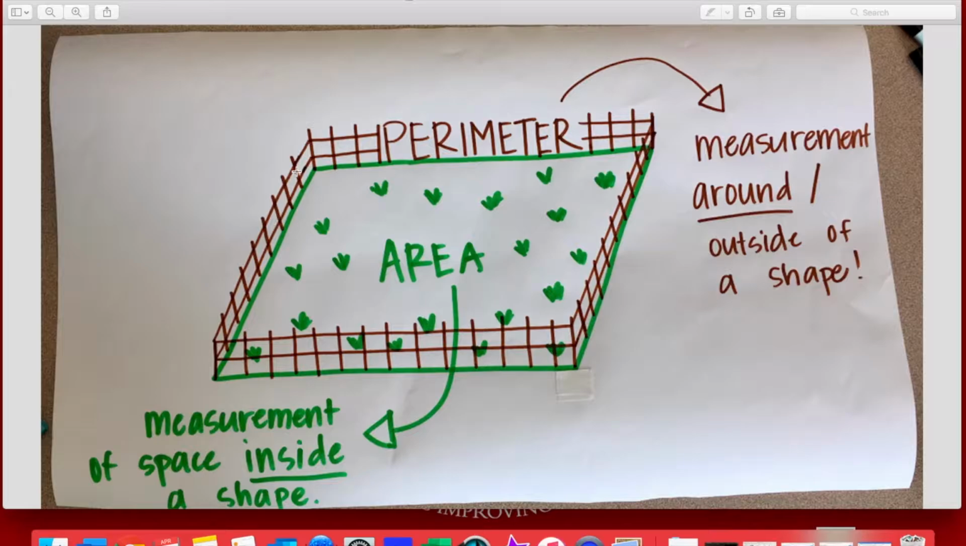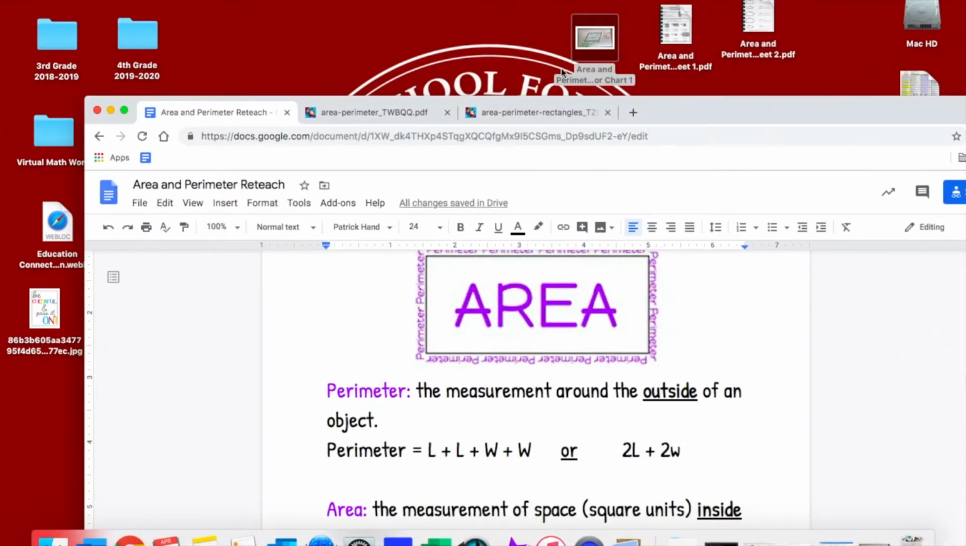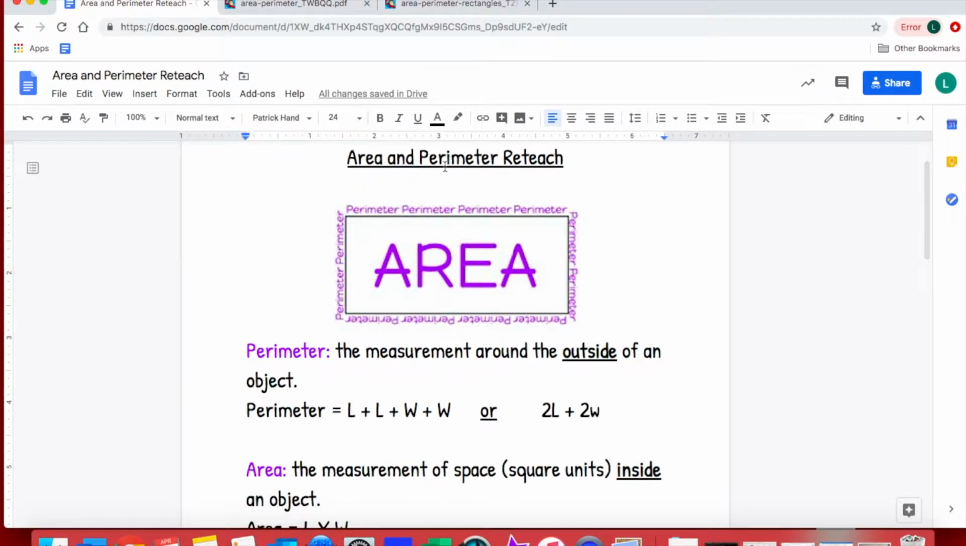Just like I said at the beginning of our unit, perimeter is like a fence, like the outside of any yard or any object. And then the area is just the area there. So I am going to review the area and perimeter anchor chart that is under Tuesday, April 21st plan. This is just a little reteach. And here's another good visual. Perimeter, perimeter, perimeter, perimeter, all around the outside, and then area is just that space in the middle.